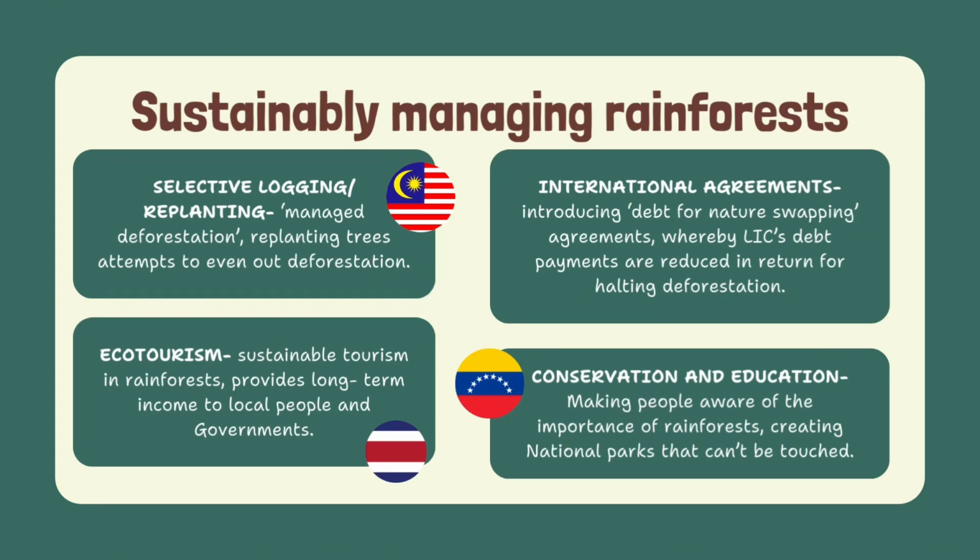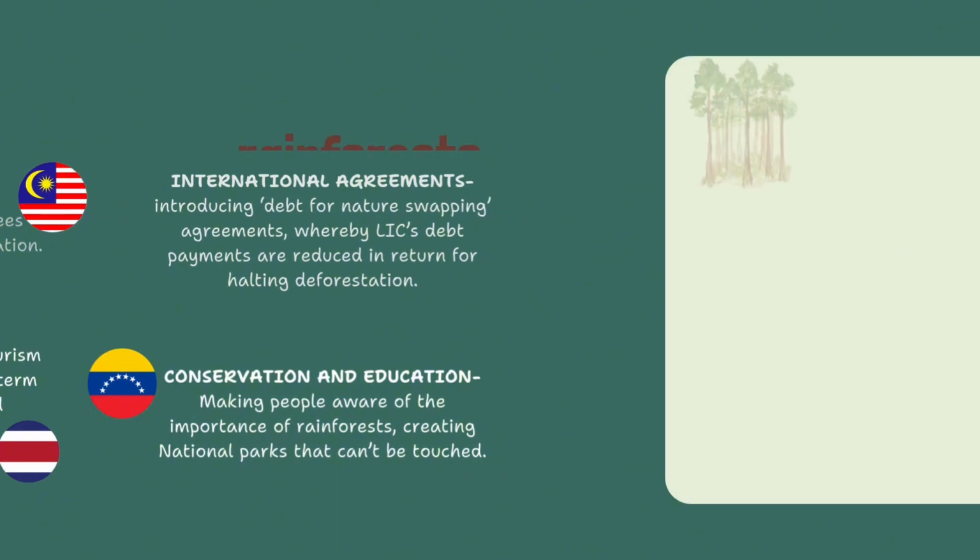And international agreements, introducing debt for nature swapping. This is where low-income countries reduce their debt repayments in return for halting deforestation. And conservation and education, by making people aware of the importance of rainforests and creating national parks, which are protected areas that can't be touched, such as in Colombia.